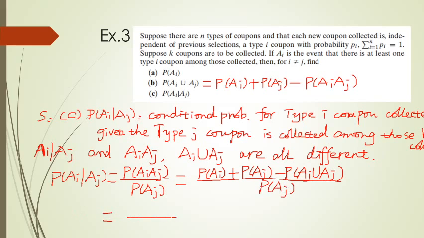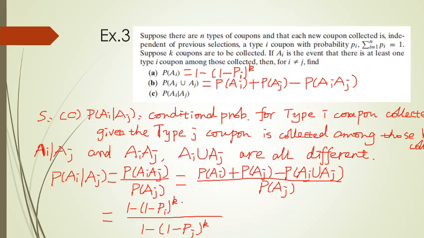So according to part A, the probability of AI is 1 minus (1 minus pi) to the exponent k. Now the index becomes j. According to part A, the answer is 1 minus (1 minus pj) to the exponent k. That is the probability for the event AJ. That is the denominator. And according to part A again, this is 1 minus (1 minus pi) to the exponent k.